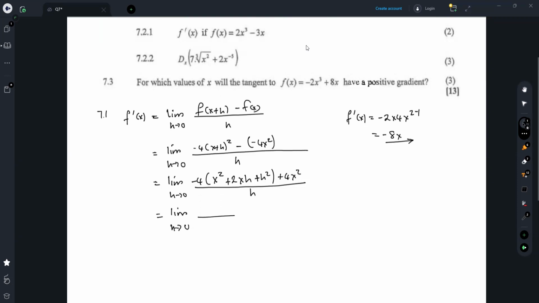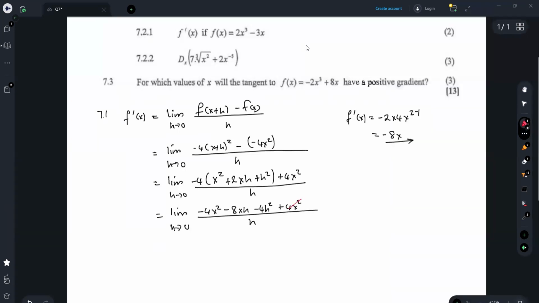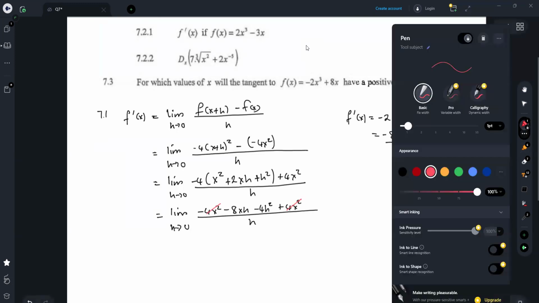So we're going to have negative 4x squared, negative 8xh, and negative 4h squared, and positive 4x squared like that. And now, as you and I have spoken about this, the terms that do not have h disappear. Negative, positive, it goes. Okay, then we continue on.